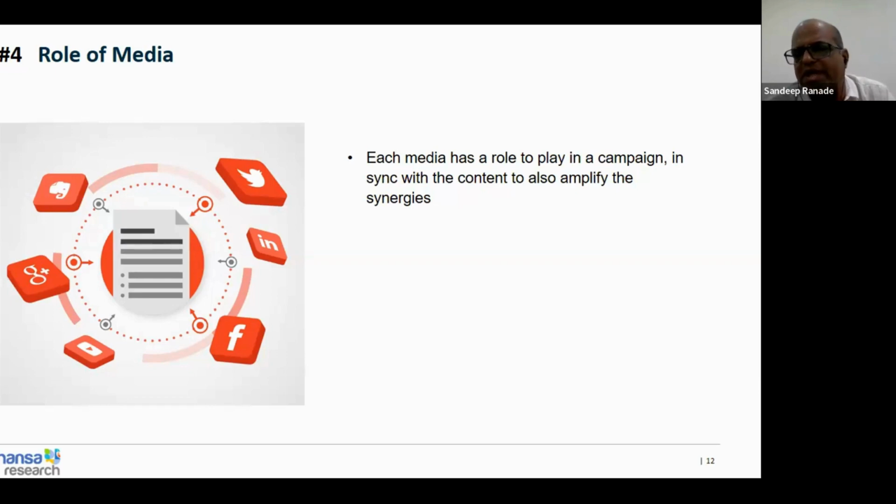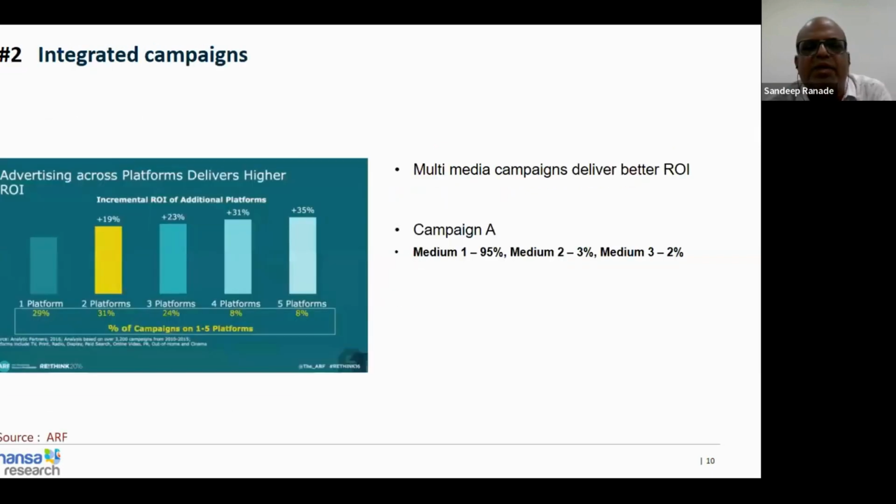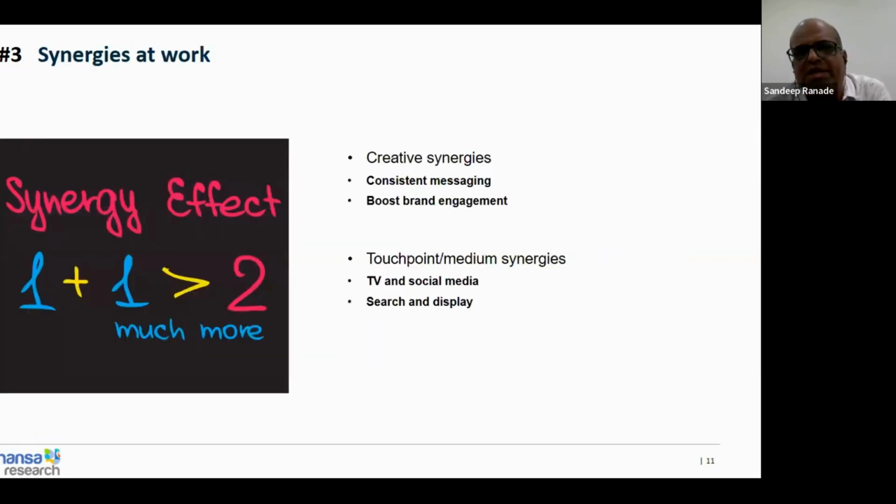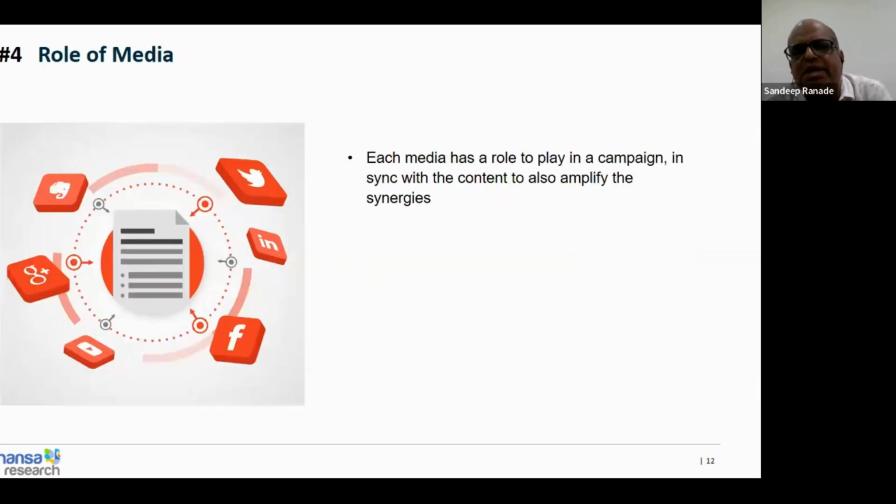So these are the four things that I wanted to say: creative quality, right? The second one being, if I go back very quickly, multimedia. But what is the definition of multimedia? Both creative and touch point synergies, and the role each media plays in your campaign. If that's done, for the same money, you get a far better ROI.